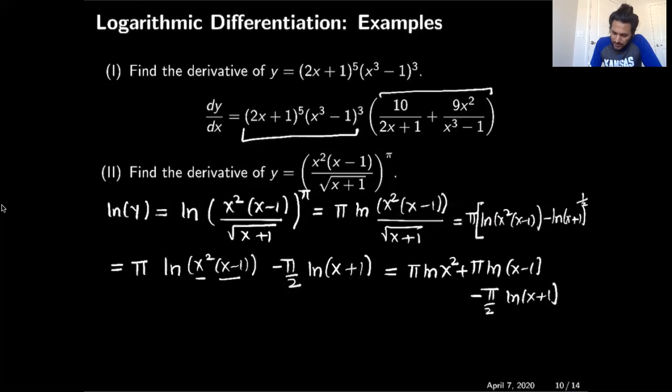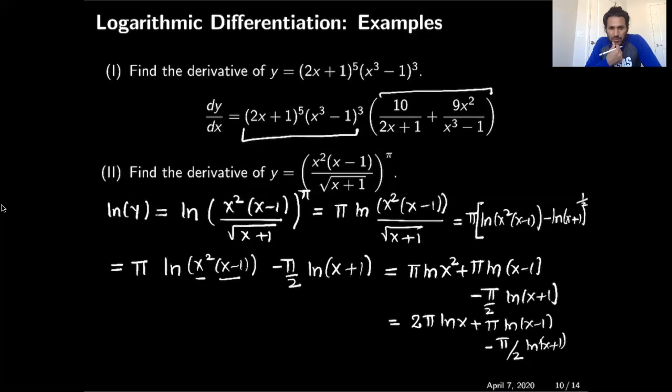This 2 will also flip over, and my last step is going to be 2 natural log of x plus natural log of x minus 1 minus one half natural log of x plus 1. So this is the algebra to simplify the expressions on the right hand side. Now I will calculate the derivative on both sides. I differentiate both sides to finish this problem off.